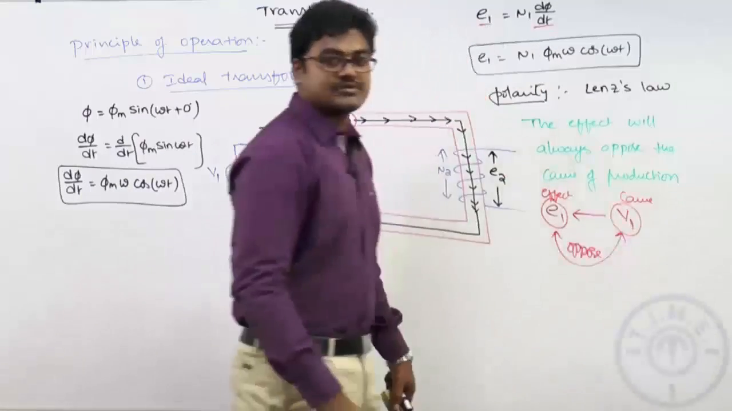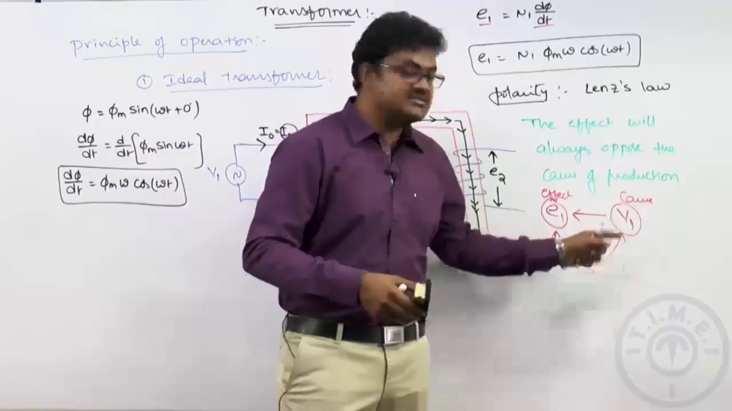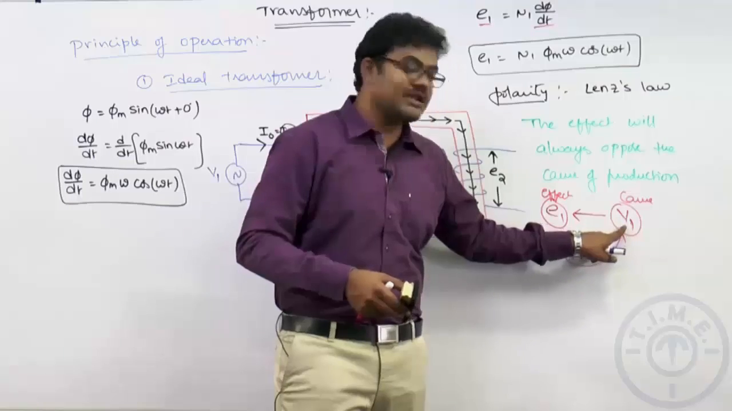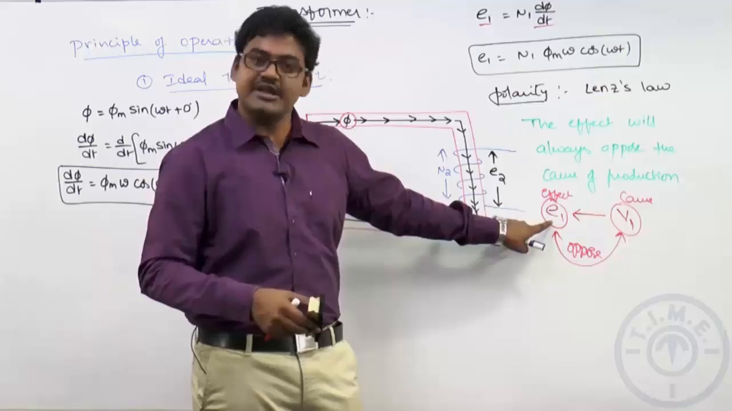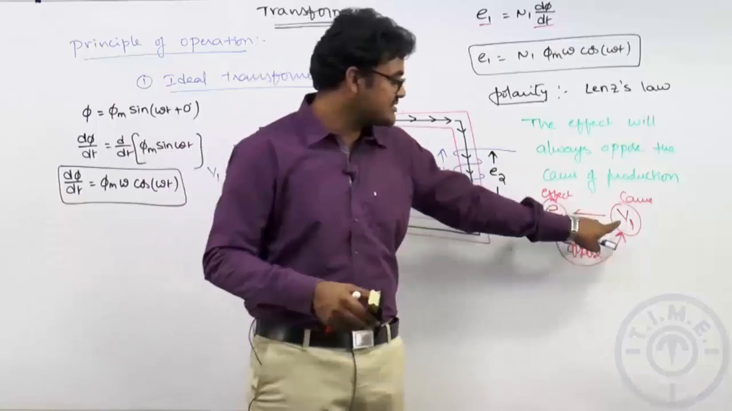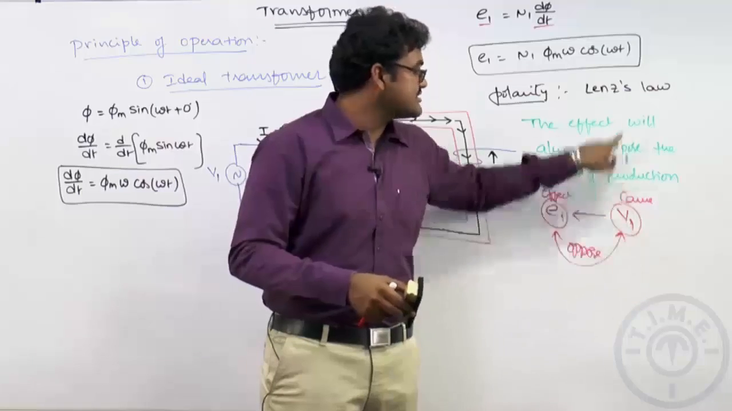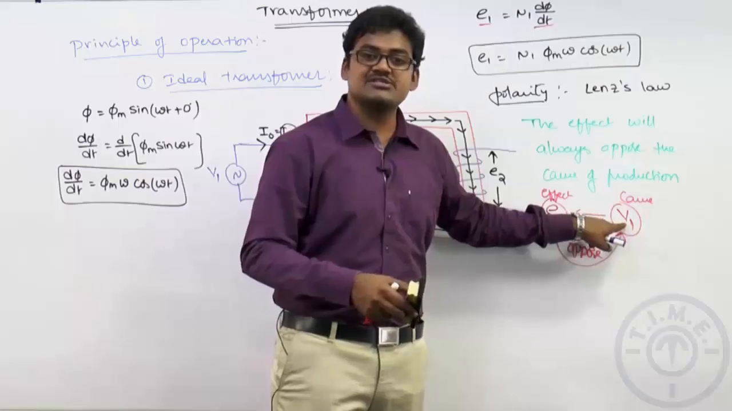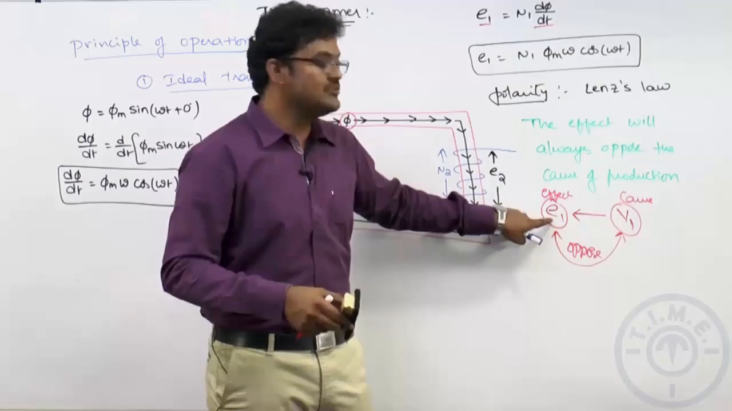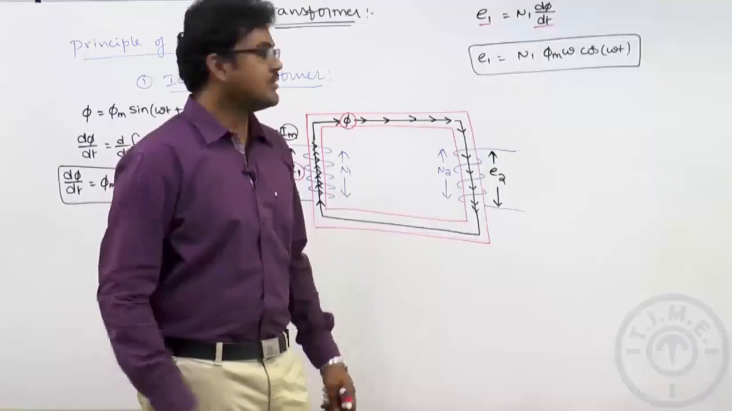These two will oppose. What is the meaning of it? If these two are opposing, then if I assume the supply as positive, obviously the induced EMF will become negative. Am I right or not? Why? Because this is the cause, this is the effect, both are in opposition, and according to Lenz's law, both will oppose. So if you assume the supply voltage as positive, obviously the induced EMF will become negative. Am I right? Okay, fine.